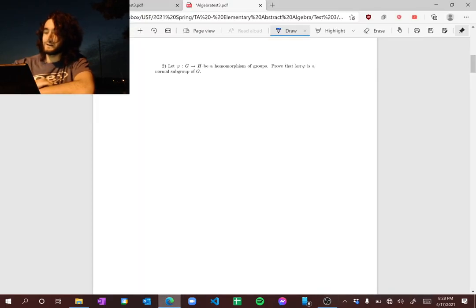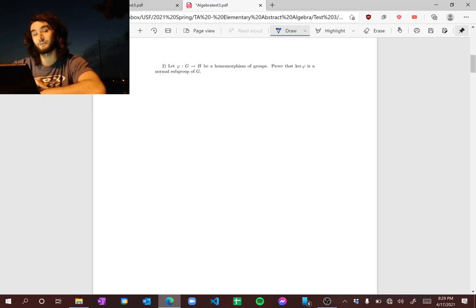Okay, question 2 here. Let phi from G to H be a homomorphism. Prove that the kernel is a normal subgroup. Sure, so of course remember that the kernel is the set of things in G which end up getting turned into the identity in H. So prove that it's a normal subgroup.